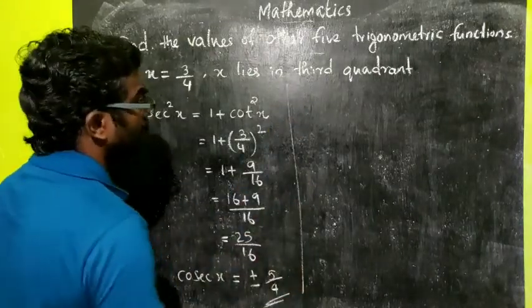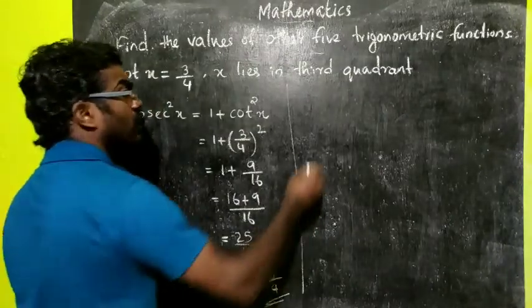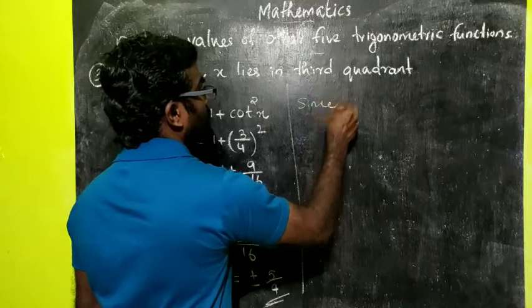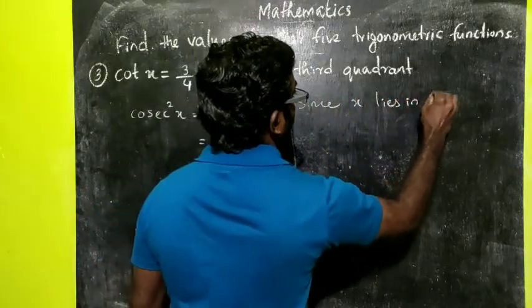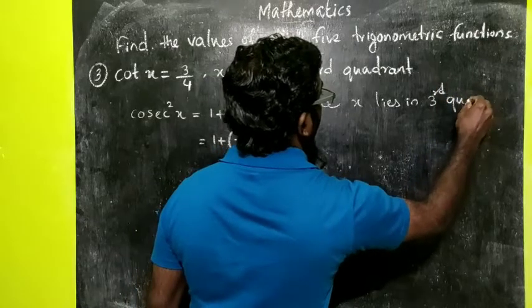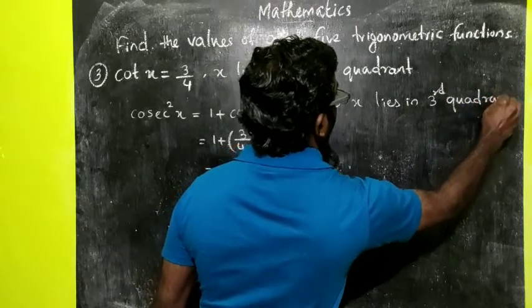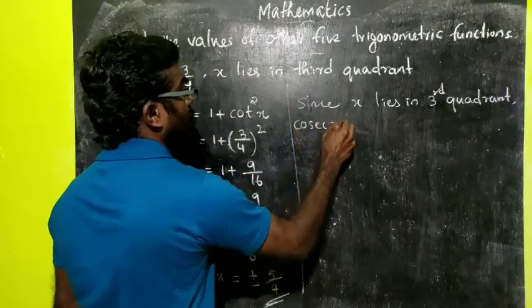Here x lies in third quadrant. So in third quadrant cosec x is negative. Okay. Since x lies in third quadrant, cosec x is negative.